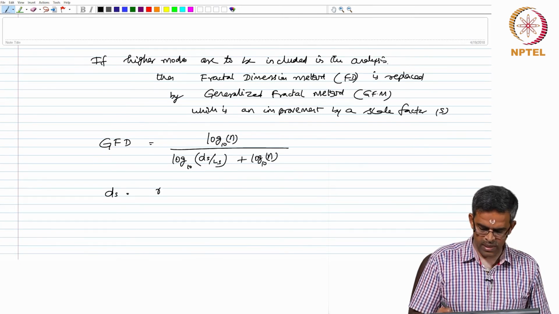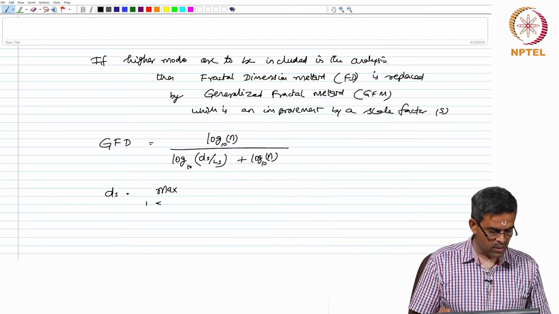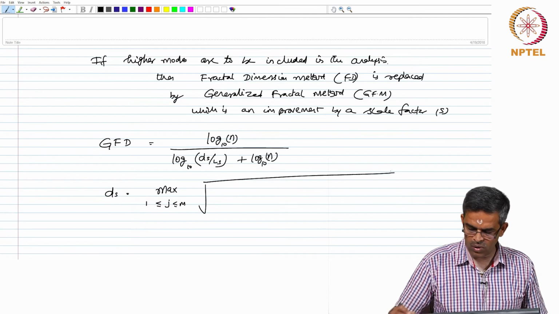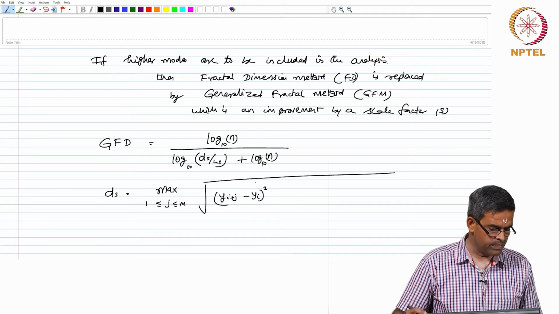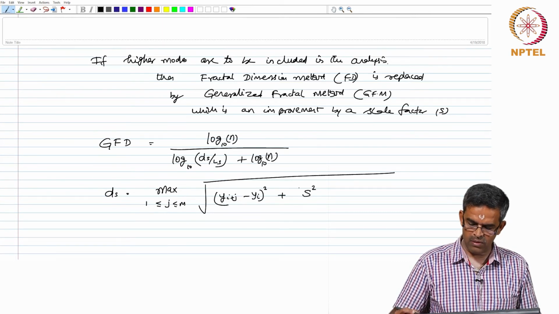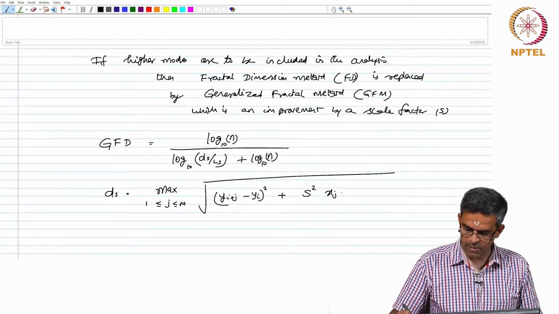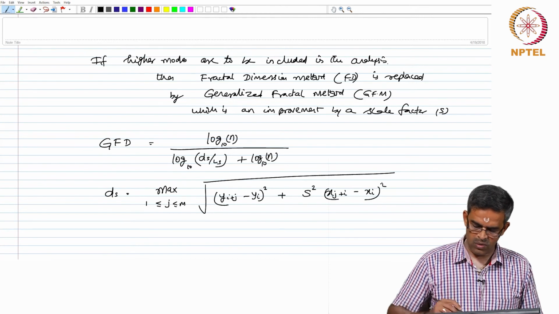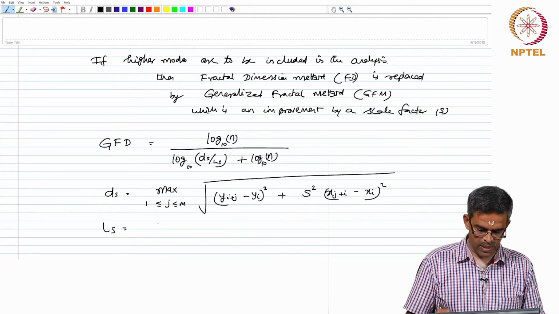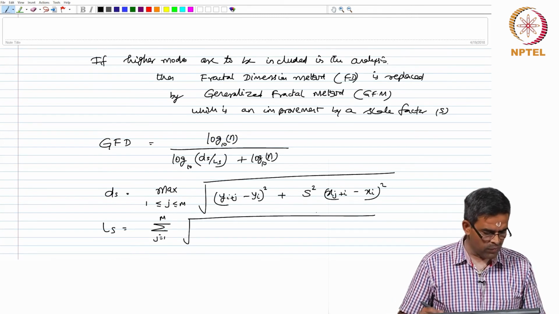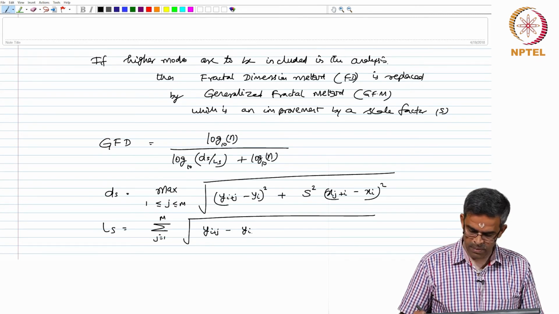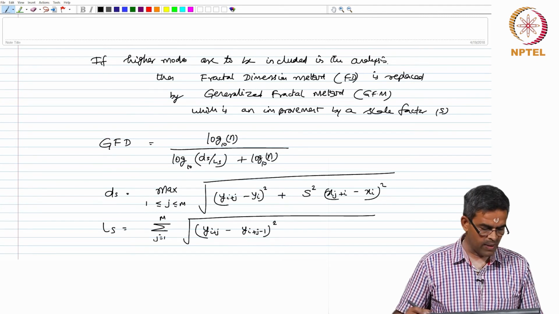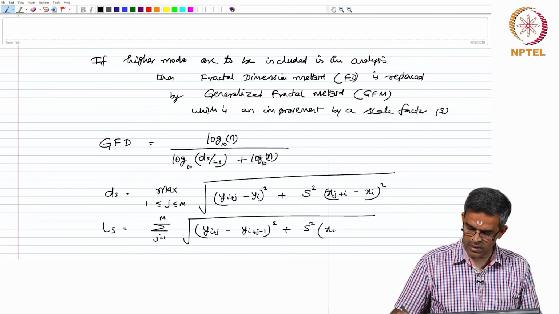So, ds in this case is given by maximum over 1 less than j less than m of square root of (y i plus j minus y i) the whole square plus the correction factor or the scale factor s square times (x i plus j minus x i) the whole square, and whereas Ls is given by summation j equals 1 to m of square root of (y i plus j minus y i plus j minus 1, that is the previous value) square plus s square times (x i plus j minus x i plus j minus 1) square.